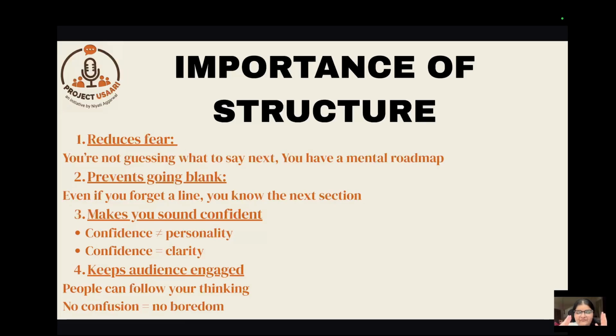So believe me, this might sound very abstract right now, but as I proceed further, as I explain it with an example, and when you try writing the speeches yourself, you'll be able to understand it in a much easier way. Thirdly, structure makes you sound confident. Please listen to this very carefully.